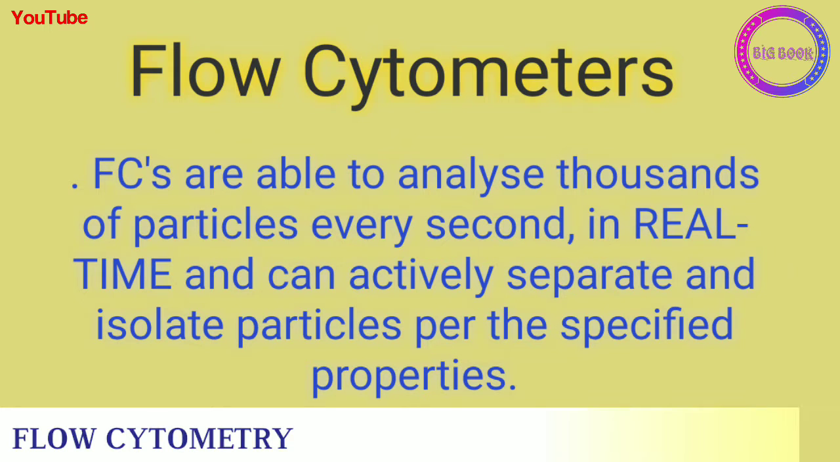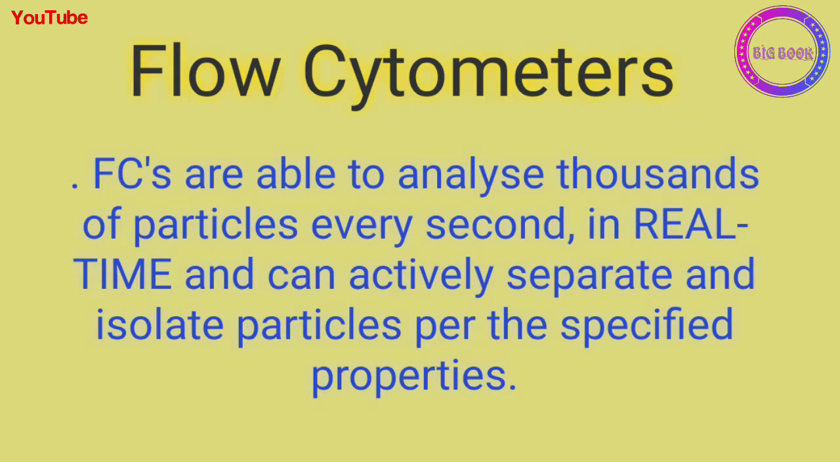Flow cytometers are able to analyze thousands of particles every second in real time and can actively separate and isolate particles per the specified properties. So flow cytometers are so efficient that they can analyze thousands of particles every second. It means that we can use a huge sample to analyze according to the multiparametric decisions or the information which has already been put on the computers.